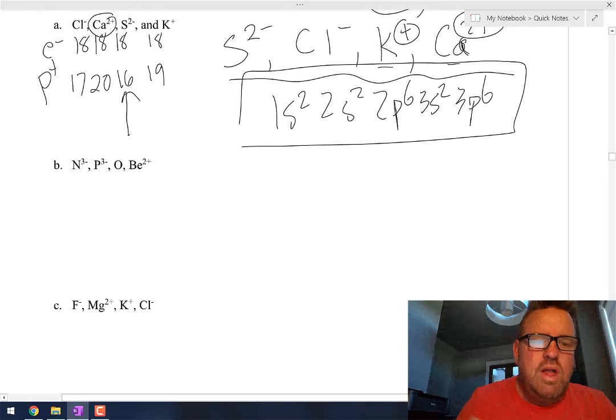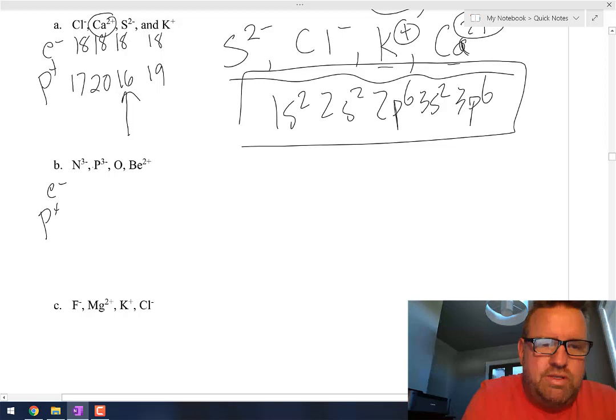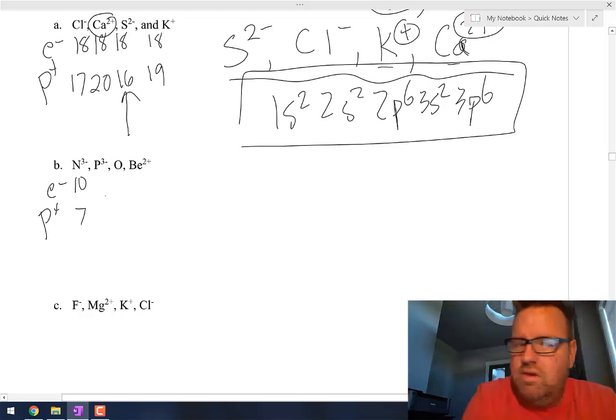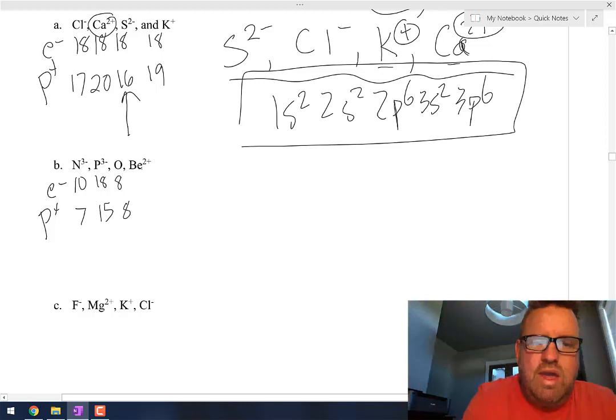Okay, letter B, N3 minus. Again, let's do electrons and protons. Nitrogen with a -3 charge has 10 electrons, and 7 protons. Phosphorus with a 3- charge has 18 electrons, so it has a whole other shell of electrons. That's going to make this one bigger. And 15 protons. Normal oxygen, 8 and 8. And then beryllium with a +2 charge has 2 electrons and 4 protons.